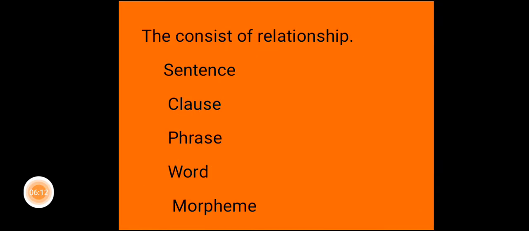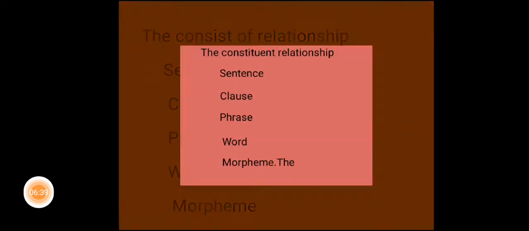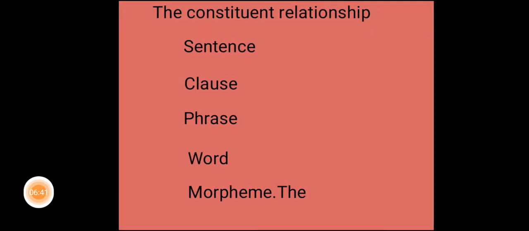So this is the consist of relationship. You can see that the sentence consists of clause, clause consists of phrase, phrase consists of word, and word consists of what? Morpheme. That is the consist of relationship, the top-down view, where the arrow points downwards. Then we have the constituent of relationship.